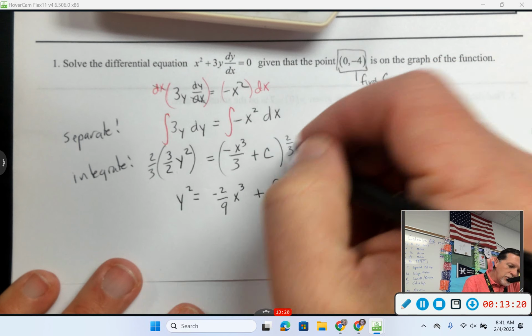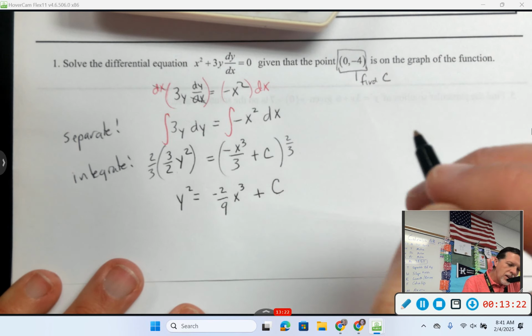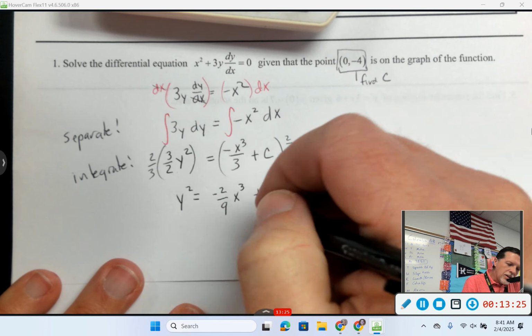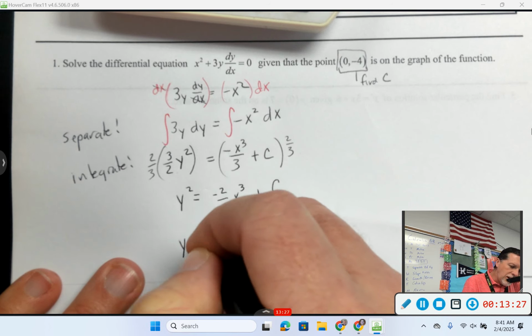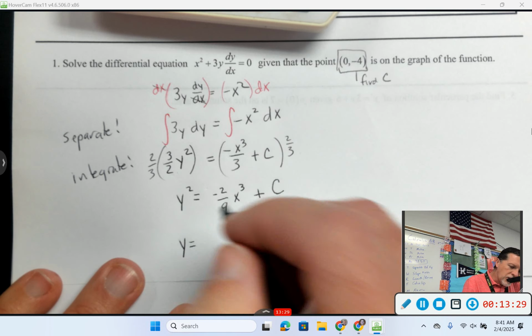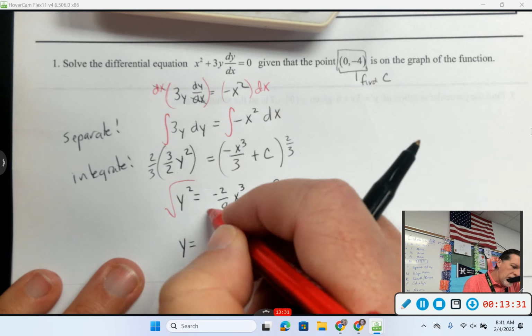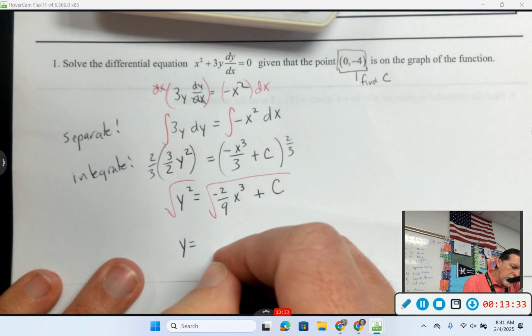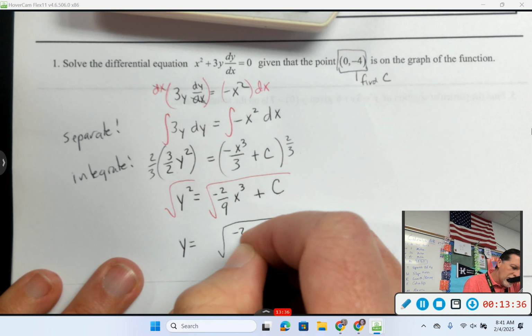All right, now let's use our point. Well, you know what? Let's solve for y first. So y equals square root both sides. Be careful, though, when you square root both sides. What are you supposed to do?